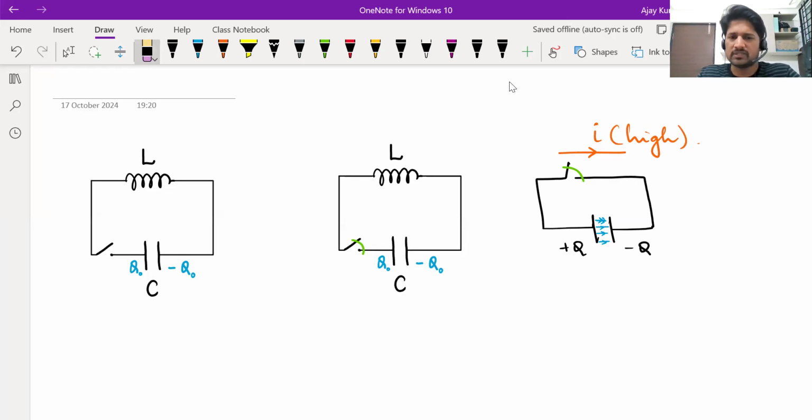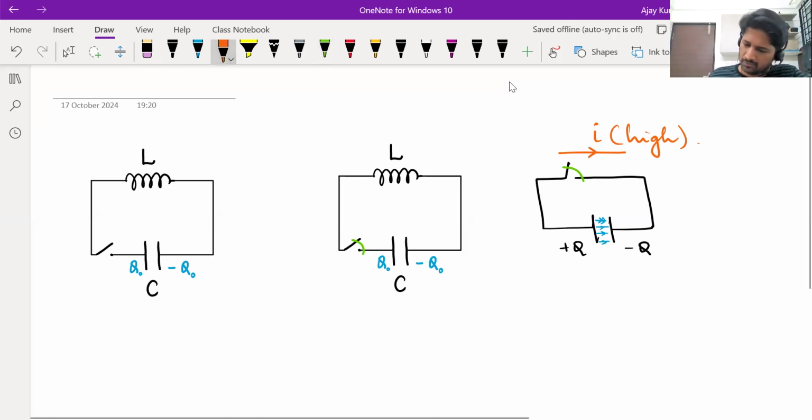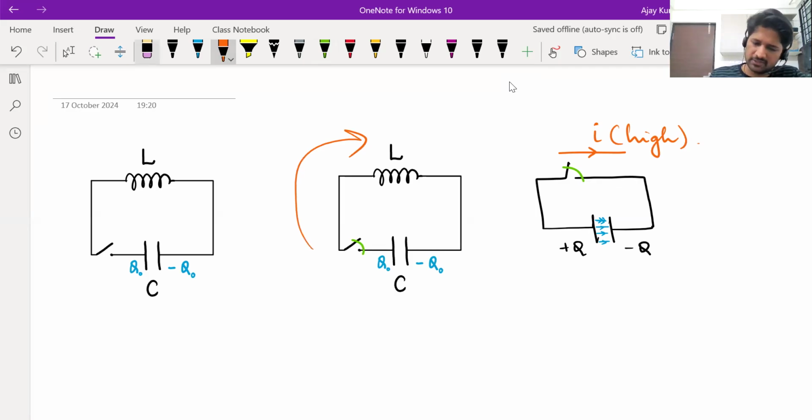You are connecting it to a charged capacitor and closing the switch. So what will happen? The charges will try to combine. Okay, positive charge is on the left plate. Usually the direction of current is the direction of flow of positive charge. So positive charge goes this way, negative charge comes the other way.